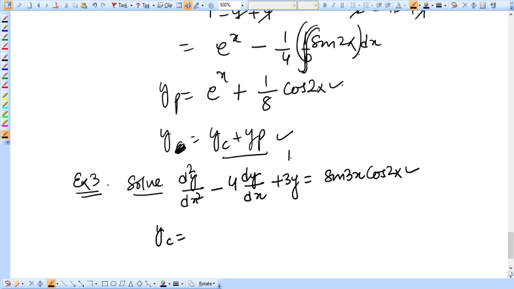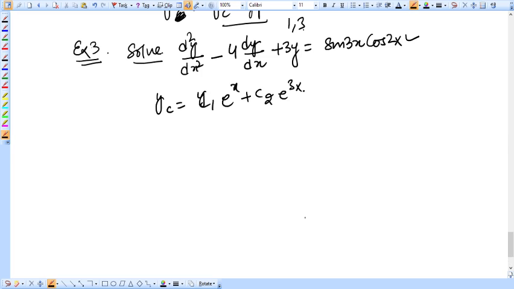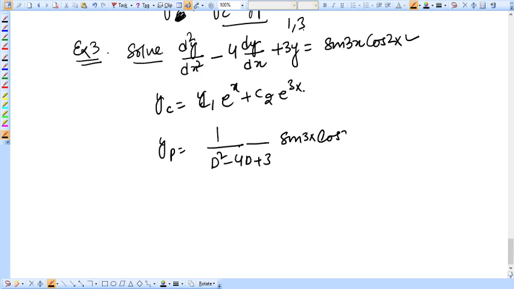So in this way, complementary solution would be c1 e raised to power x plus c2 e raised to power 3x. I'm going to find out particular integral directly. Okay, so particular integral would be equal to 1 over d square minus 4d plus 3, okay, into sin 3x into cos 2x.